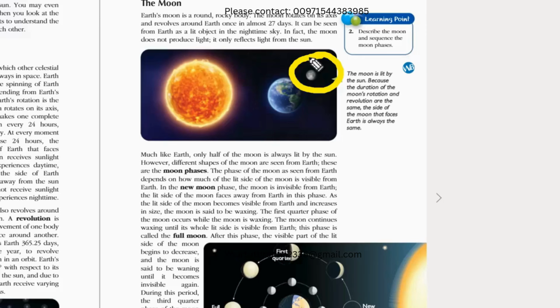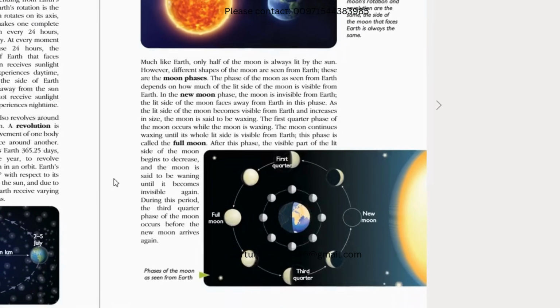It will be seen from the Earth as a lit object in the nighttime. But remember, the moon does not have its own light. What happens? It reflects the light from the Sun. Let's go to the next part. So we're done with the first paragraph. Let's go to the next part.